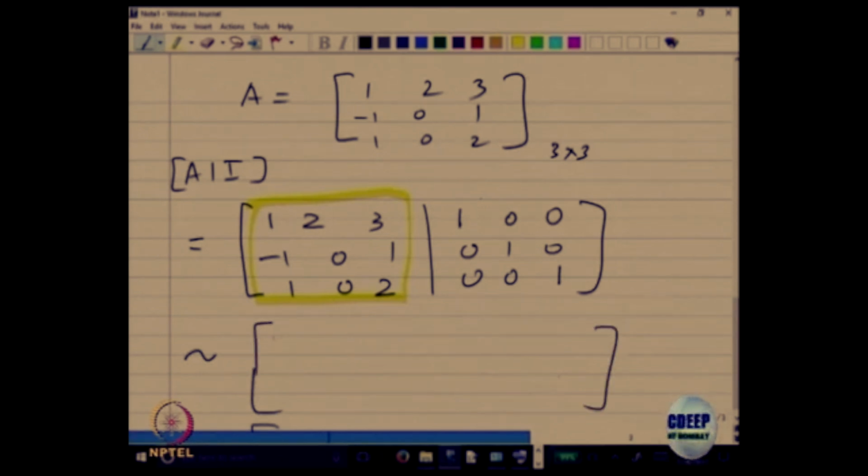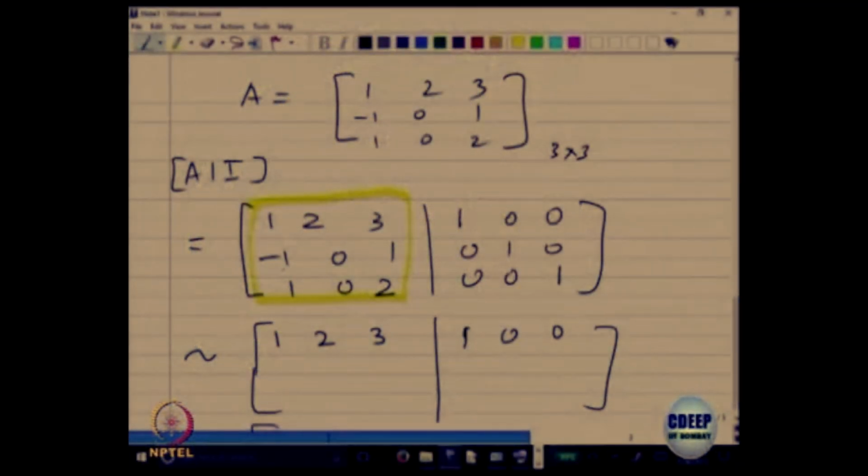So this is equivalent to the following. 1, 2 and 3, 1, 0, 0. Anything required in the first row? The first entry itself is 1, the pivot is 1, so we are happy. Below that everything should be 0. So I should add R1 to R2. This will become 0, this will become 2 and this will become 4, and this will become 1, 1, 0. The last row is as it is, as I have not done anything yet.